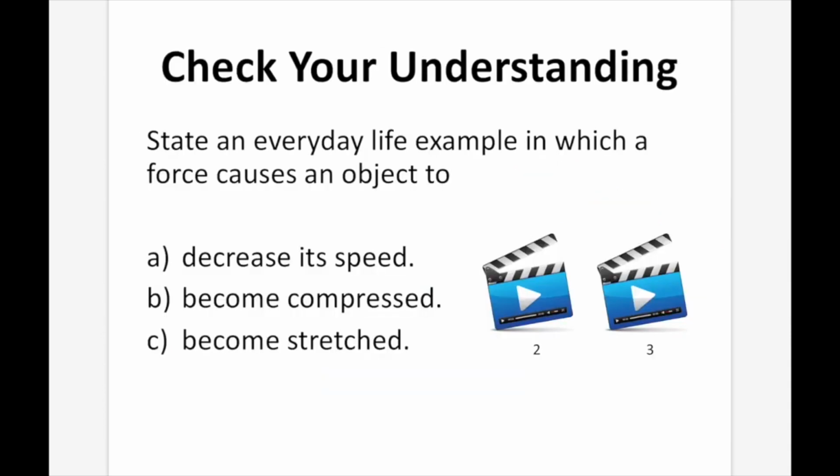Check your understanding. State an everyday life example in which a force caused an object to A, decrease its speed, B, become compressed, and C, become stretched. So answer A, B, and C, and then watch videos number 2 and 3.